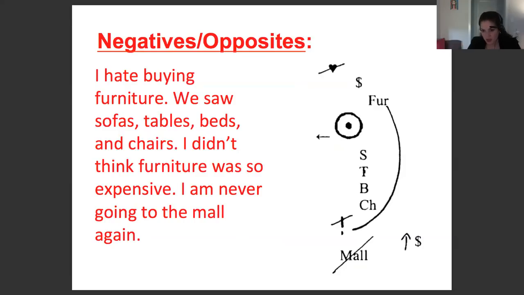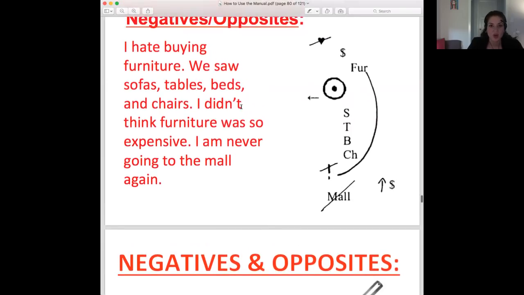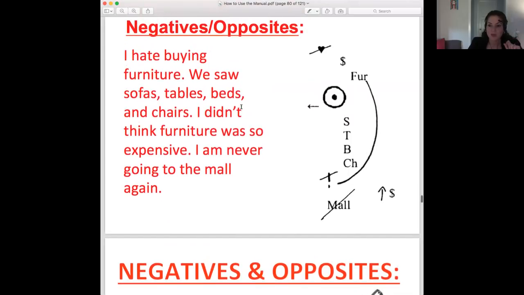Again, everybody's eyes should be up here. I'm going to read the message and I want you to follow along. So here we go. I hate buying furniture. We saw sofas, tables, beds, and chairs. I didn't think furniture was so expensive. I'm never going to the mall again, okay? So I want you guys to use the chat and I want you to tell me when you are identifying in this message here, when you identify either negatives or opposites. Go ahead and use the chat and tell me where you see the use of negatives or opposites.